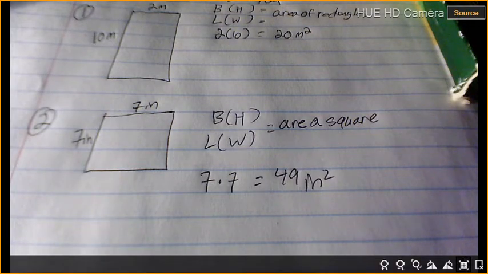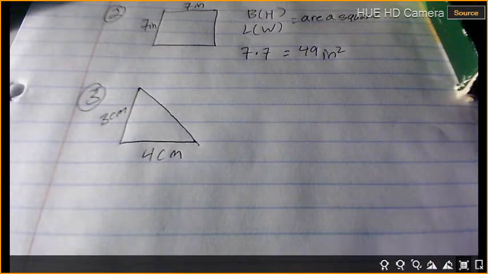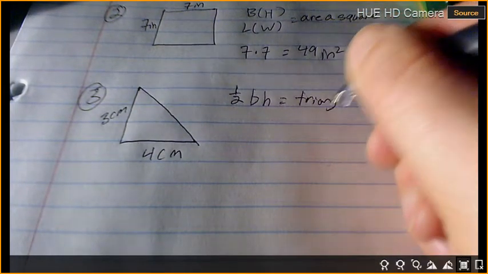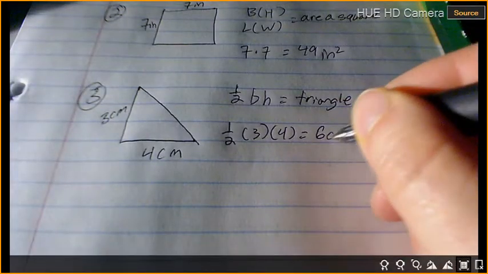let's talk about a triangle. Let's say I have 3 centimeters by 4 centimeters, and I want to find the area of this triangle. Who remembers what the area of a triangle is? What the formula is? Yep, it's 1/2 base times height is a triangle. Okay, so it's just 1/2 3 times 4, so that would be 6 centimeters squared.